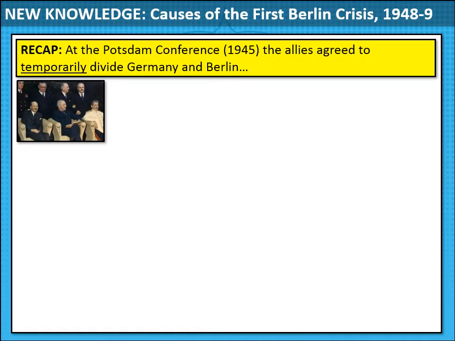Now we need to do a little recap here. I hope that you'll remember, back at the Potsdam Conference in 1945, the leaders of the Grand Alliance took some very big decisions about Germany and Berlin. They agreed that once the war was over, both Germany and Berlin would be temporarily divided.